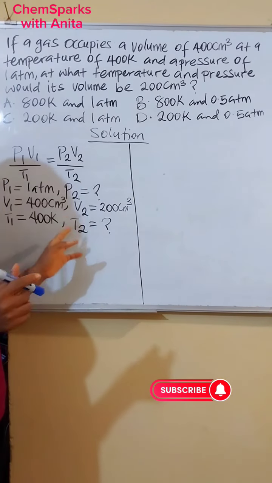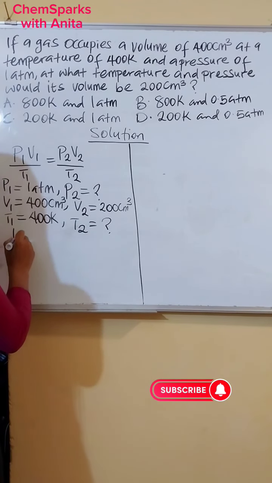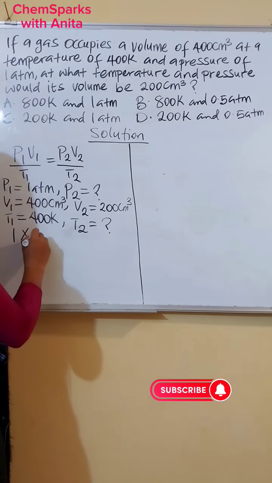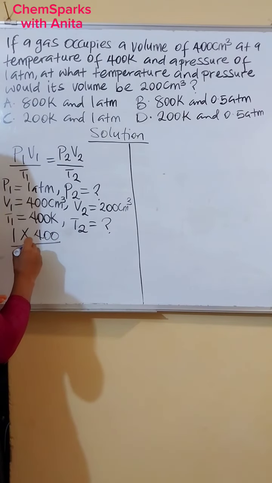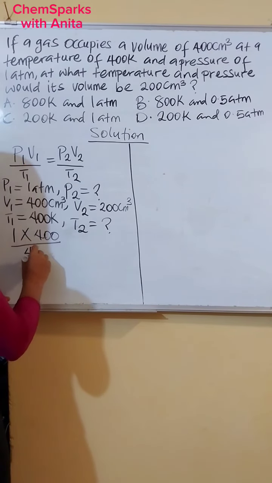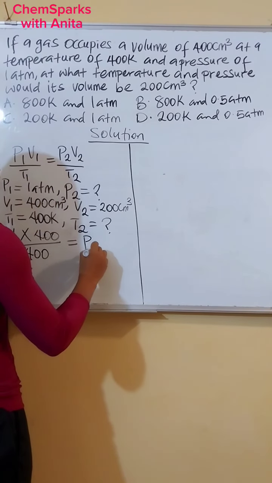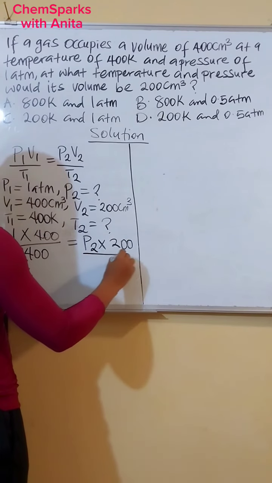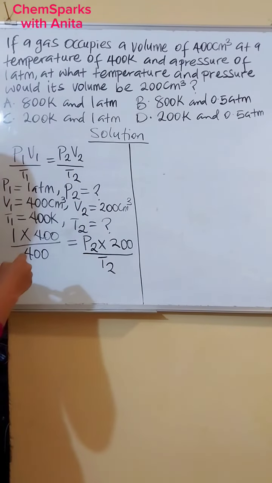So substitute the values given into the formula we have on the board. Our P1 is 1 atm, so 1 atmosphere multiplying the V1, which is 400. So we have 1 multiplying 400 over our T1, which is 400 Kelvin, is equal to the P2, which we don't know, multiplying our V2, which is 200 cm³, all over the T2, which we also don't know. So we are going to find the P2 and the T2.